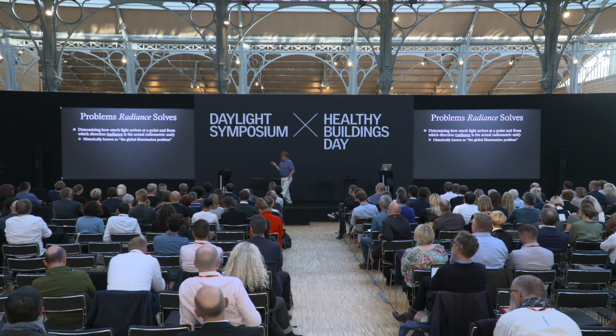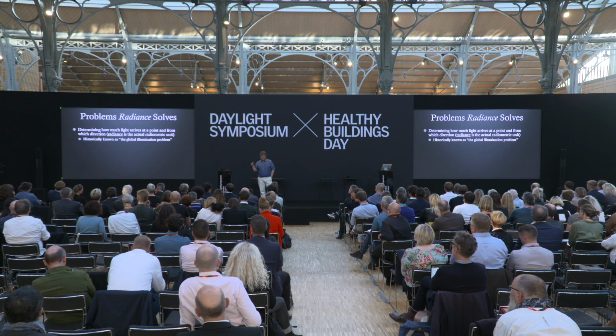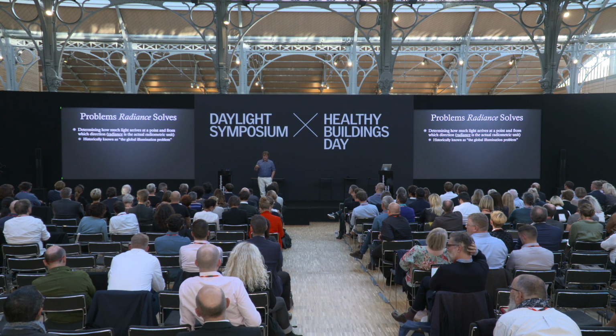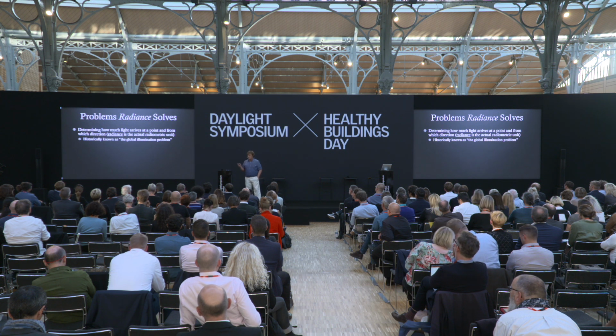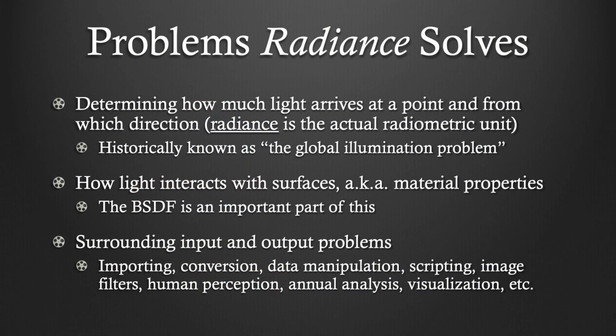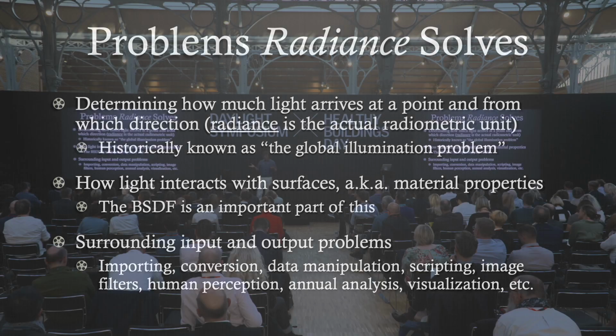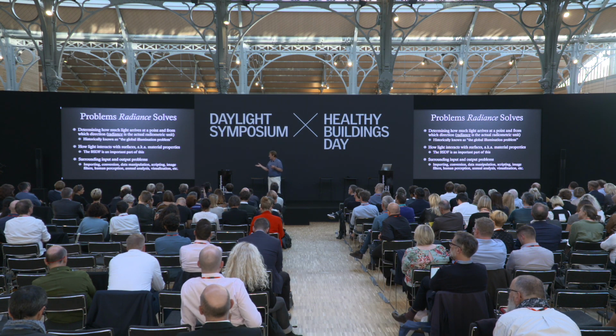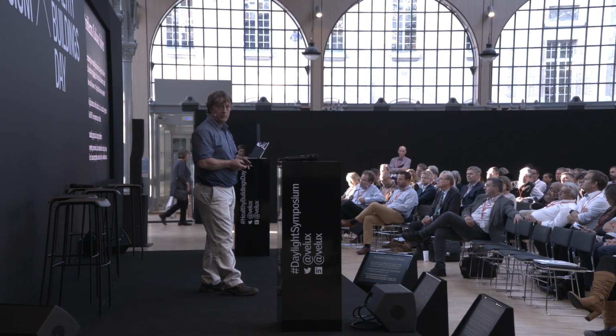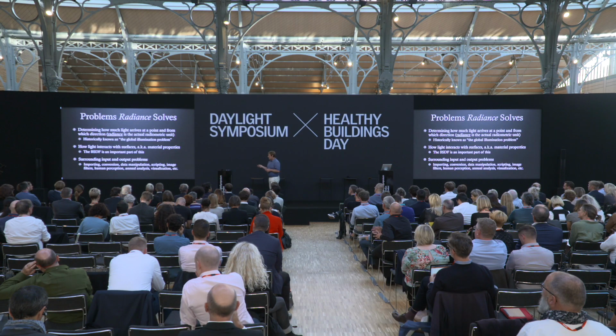The problem that Radiance solves in particular is determining how much light arrives at a point from which direction. In fact, radiance is the actual radiometric unit for that quantity. And this is historically known as the global illumination problem. How does light bounce around in a space? Obviously, part of that is how does light interact with the surfaces, the material properties, and the BSDF is an important part of this, and something we've continued to work on. And then there's the surrounding input and output problems. Most of the tools in that list of 150 tools, in various categories, involve converting inputs and outputs and manipulating data in ways that you need to do to solve the actual problem at hand. Human perception is part of that.